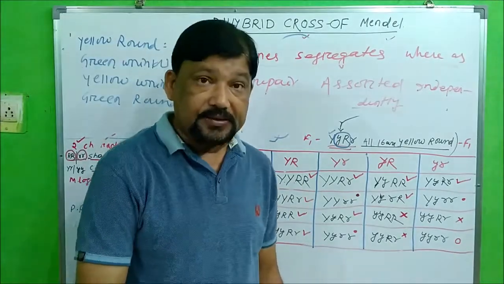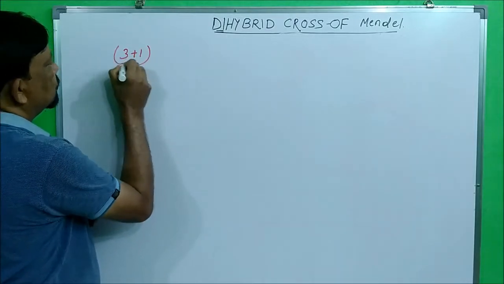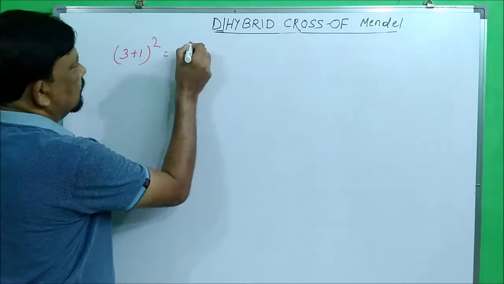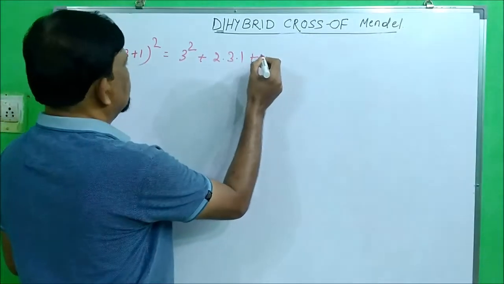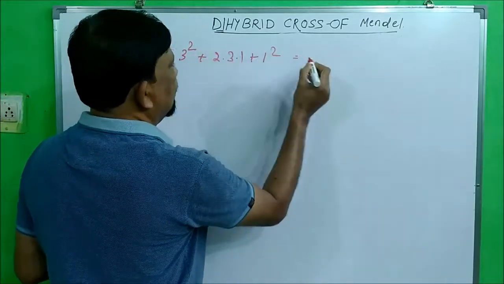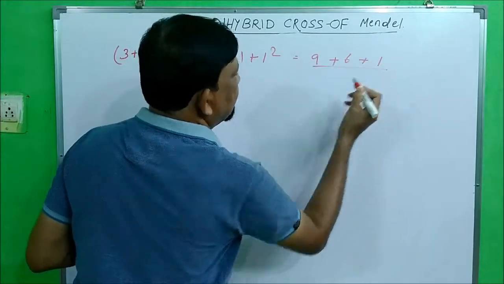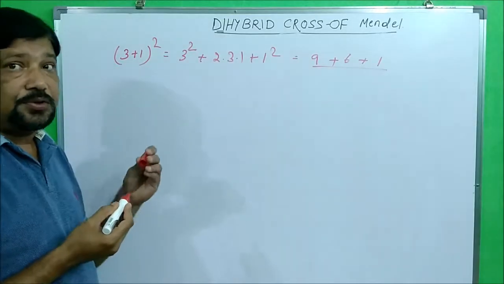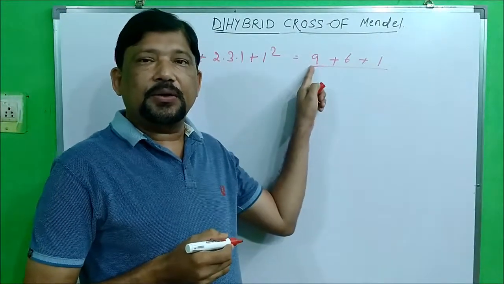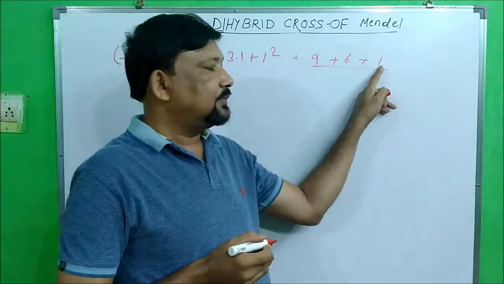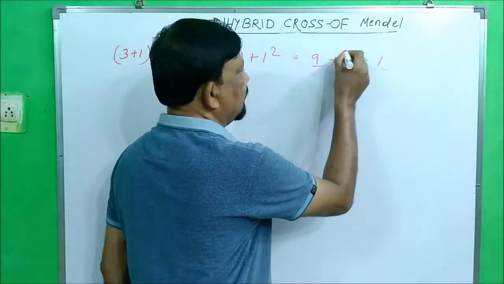Let's examine its mathematical proof. (3 + 1) whole square gives you 3 square plus 2 into 3 into 1 plus 1 square, that gives you 9 plus 6 plus 1. So this is the ratio, and we also got the 9:6:1 ratio. 9 yellow round, 1 green wrinkled, and 6 are the new combinations.